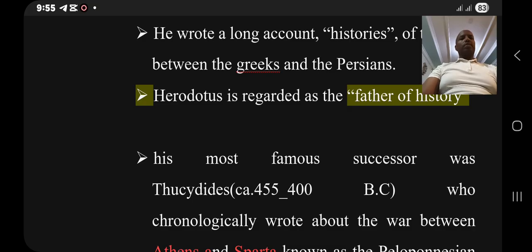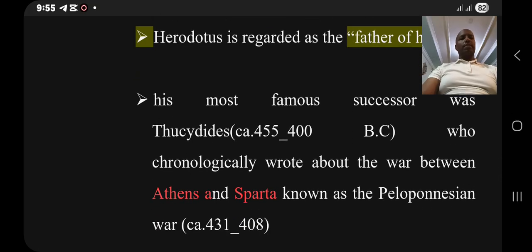Thucydides was different from Herodotus because Thucydides wrote history chronologically. He wrote about the war between Athens and Sparta, known as the Peloponnesian War, which is from 431 to 408.